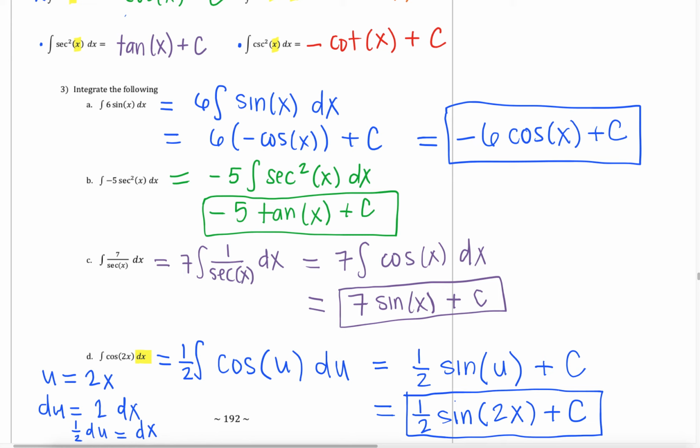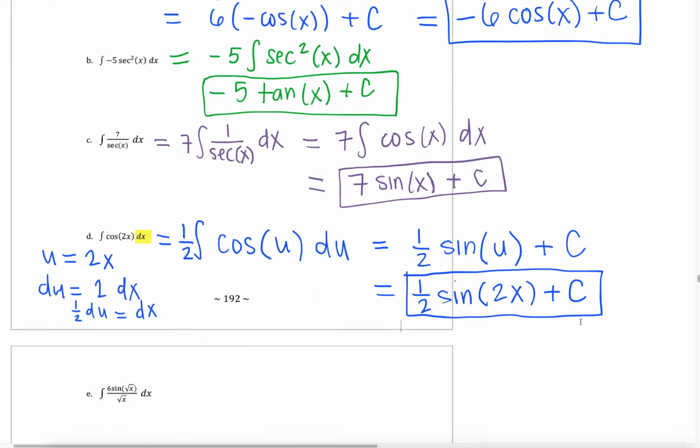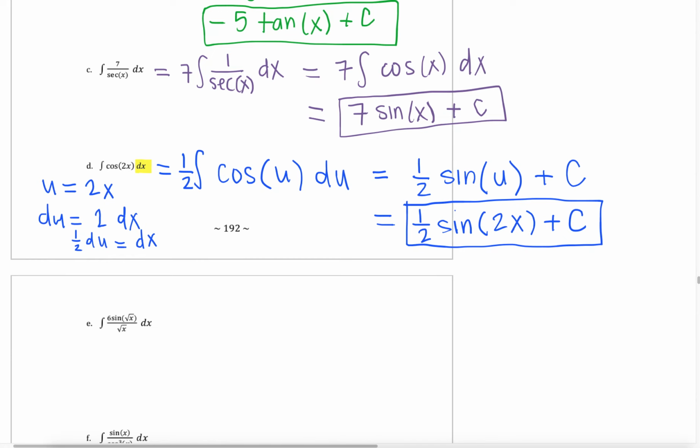And that will be our final answer. To example E. So in example E here, we have the integral of 6 times sine of the square root of x all over the square root of x dx. Well, this definitely got messier. Well, let's do what we can do right at the start.